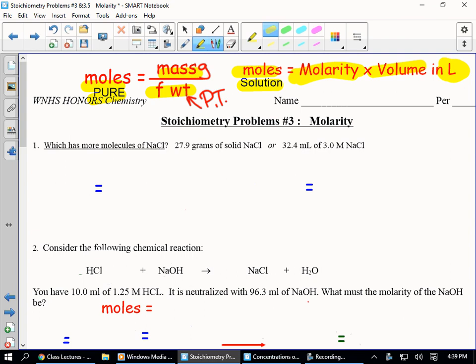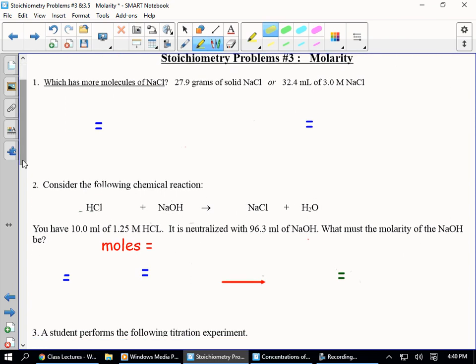Moles of a solution, on the other hand, takes its molarity, or another word for concentration, times volume, making sure that volume's in liters. So again, as we watch this, I would go through and pause the program, and whenever you can, do your own work. But if you need me to help you get started, then pause it, go ahead.